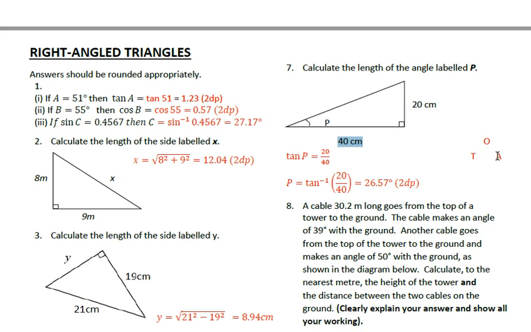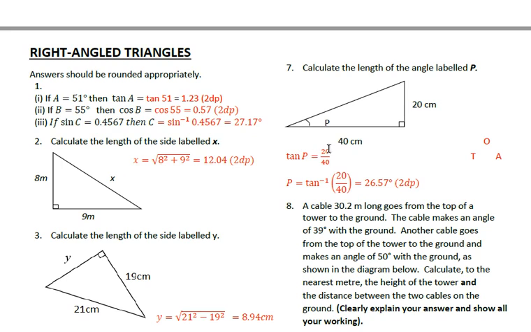The only one out of SOHCAHTOA that has O and A in it is TOA, T-O-A. So if we write this up, tan of P equals O over A, which is 20 over 40. You should really write it up for the full working, ideally like this, which is really following the same procedure.